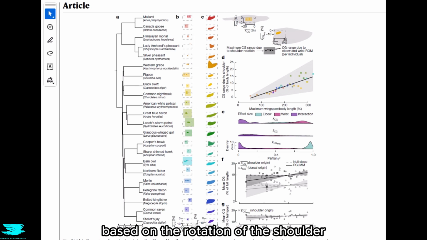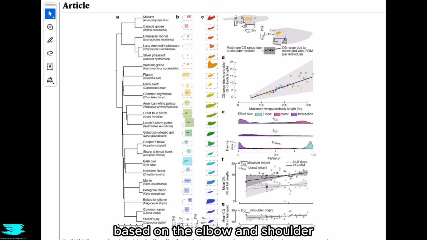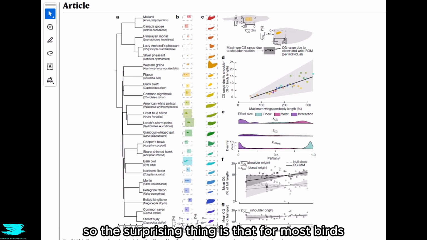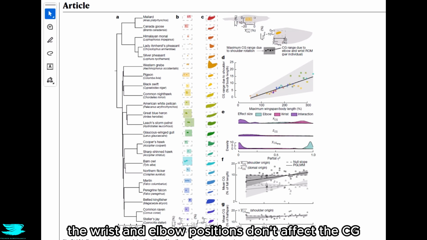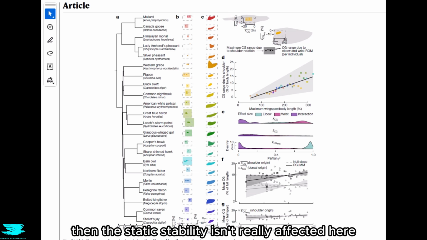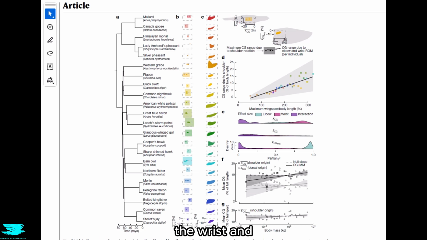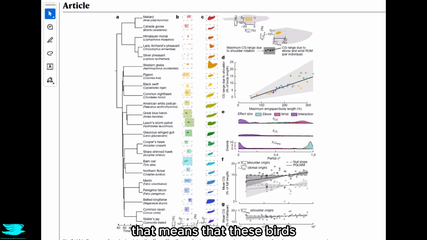So the shaded box is the amount it changes based on the rotation of the shoulder, while the dots show the extreme ends of the center of gravity position based on the elbow and wrist position. The surprising thing is that for most birds, the elbow and wrist rotations make almost no difference to the CG. At most, there is like a 10% change, but most are around 1 to 2%. So what that means is that the wrist and elbow positions don't affect the CG, and if the neutral point isn't affected either, then the static stability isn't really affected here either. So the wrist and elbow positions aren't affecting the stability it seems, and that's quite surprising.